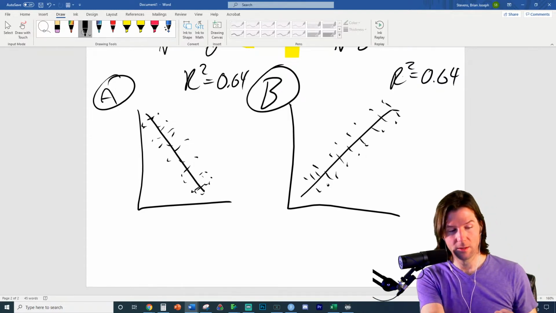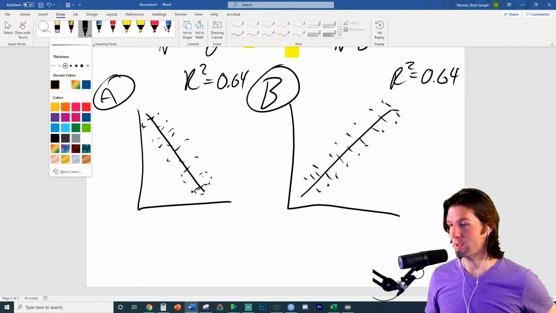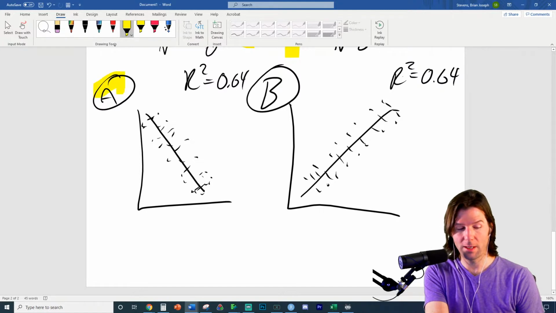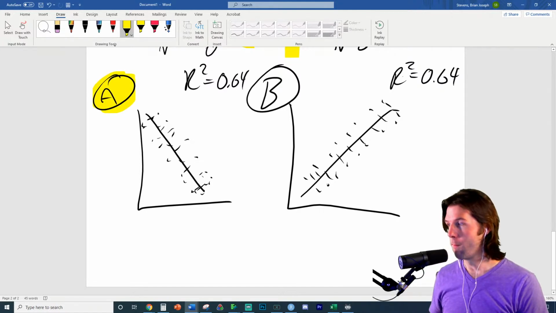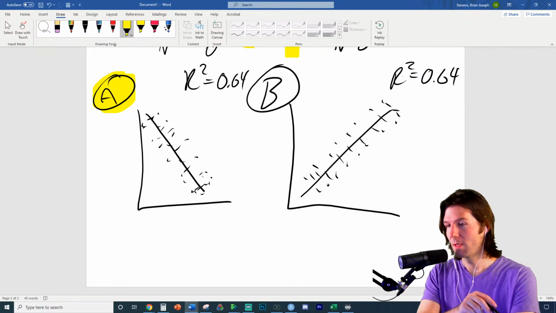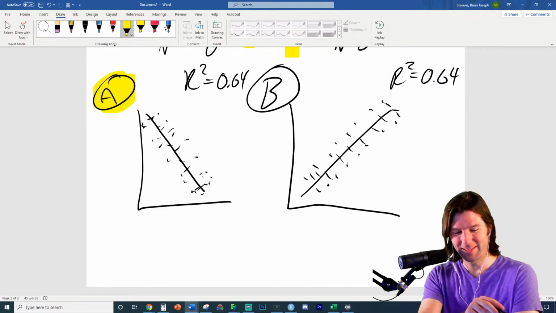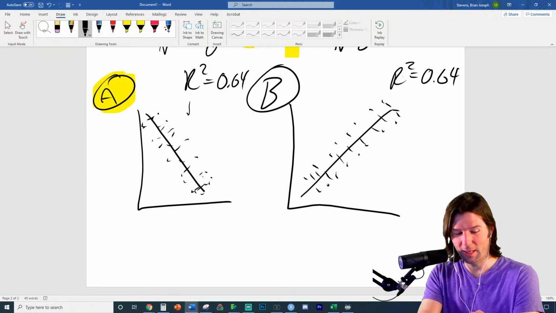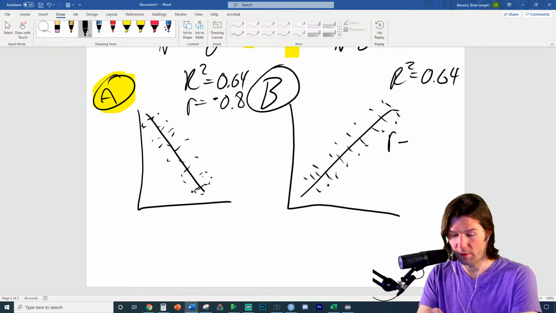Great job, Aaron. Take the square root of it. And when we take the square root of it, you get the plus or minus. So what is the correlation of graphic A? And that's why I chose it. You're right, Nick, that's exactly it. It's going to be negative 0.8. And the correlation of graphic B is going to be positive 0.8.